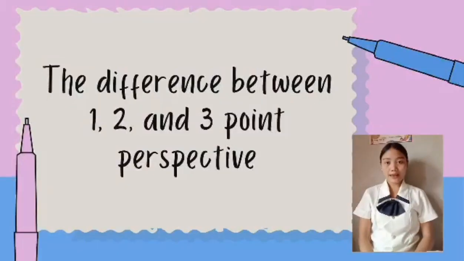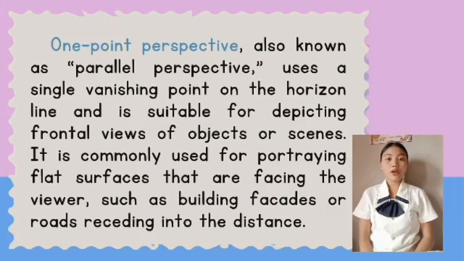So now I'll discuss the 1-point perspective first, also known as parallel perspective. It uses a single vanishing point on the horizon line and is suitable for depicting frontal views of objects or scenes. It is commonly used for portraying flat surfaces that are facing the viewer, such as buildings, facades, or roads descending into the distance. So, mao na siya ang 1-point perspective.